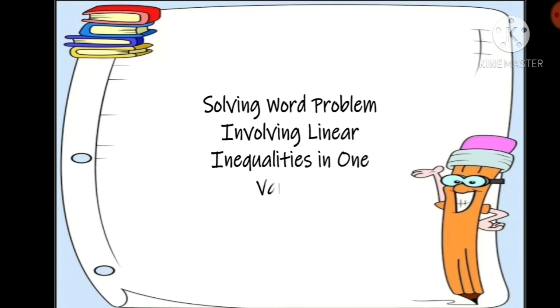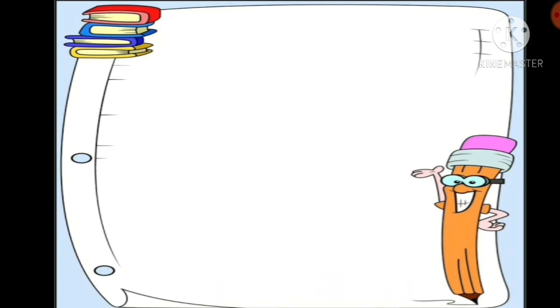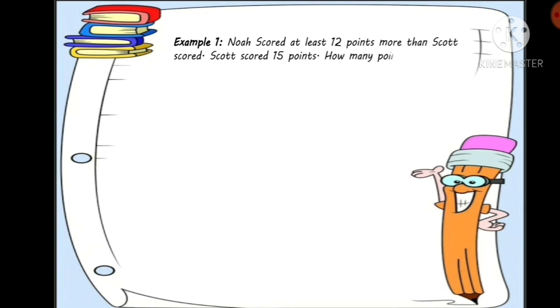Solving word problems involving linear inequalities in one variable. Example 1. Noah scored at least 12 points more than Scott scored. Scott scored 15 points. How many points did Noah score?